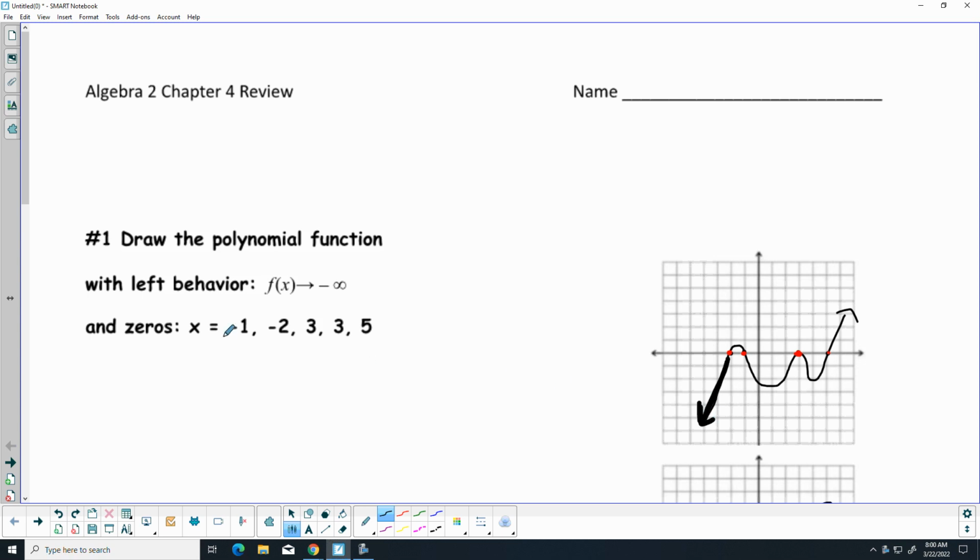And then it tells us we have zeros at -1, -2, and a double zero at 3. And that double tells me that it's just going to hit the graph and bounce off, and 1 at 5. So I just started by drawing, going through those, and when I got to 3, I knew it was just going to bounce back and then go through.